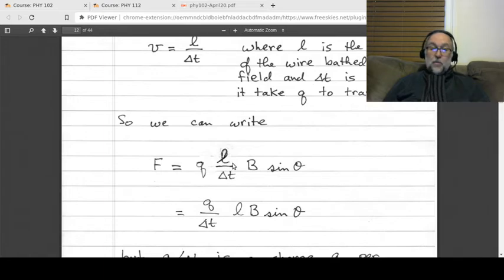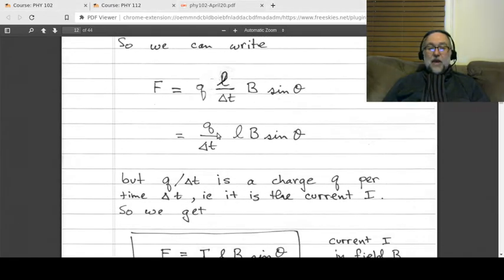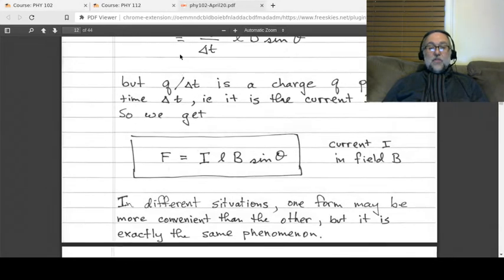So this is the Lorentz formula from above, but I took out V and I wrote it as L over delta T. Now let me take this delta T and put it under the Q like this. And now if you have a charge Q traveling through that wire in time delta T, charge per unit time, that's current. And so here's a completely equivalent way of writing the Lorentz force, but this one is more appropriate for a wire inside of a magnetic field, whereas the previous one was more appropriate for a charged particle, like a proton or an electron moving through a magnetic field. Here we're actually going to have a wire traveling through the magnetic field.